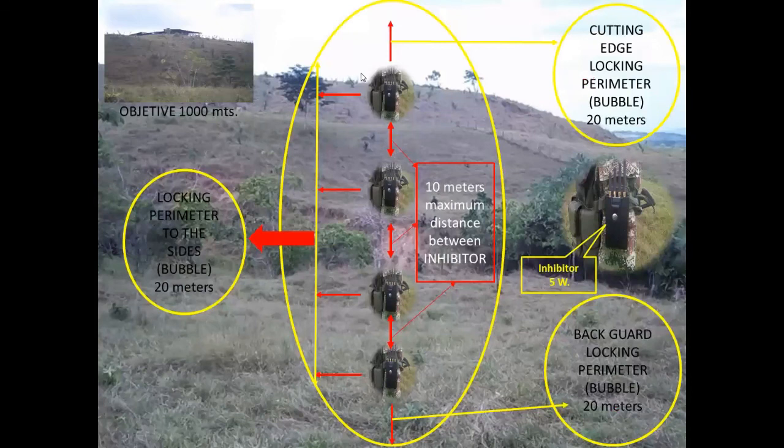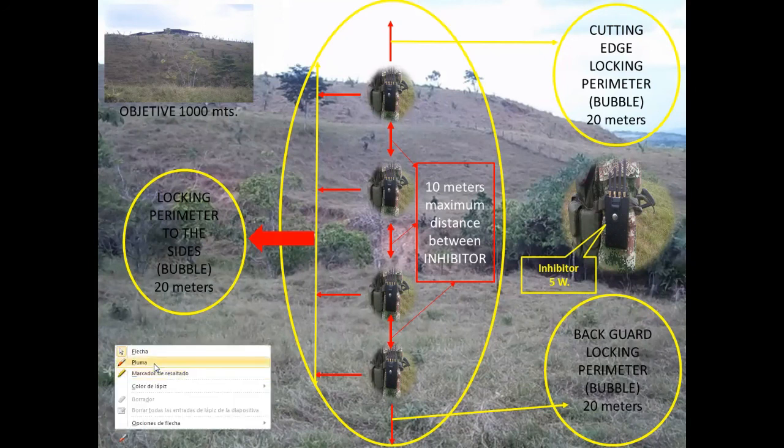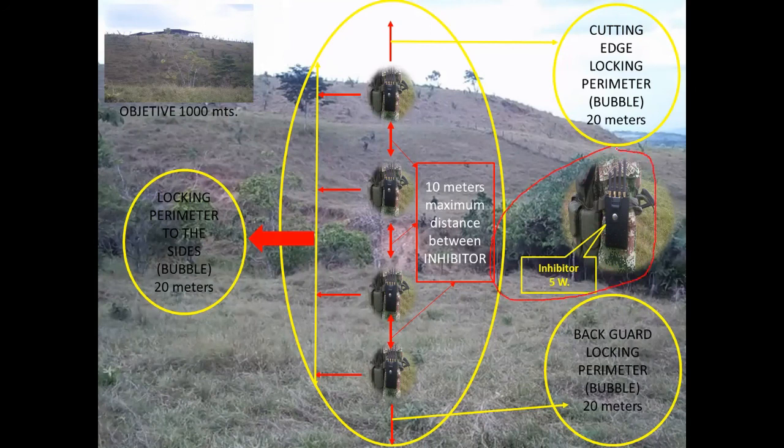In this picture, we can appreciate the way of locking the perimeter to the sides with a bubble of 20 meters, more or less, when we have 4 inhibitors activated around, and in this way we can cover more or less a bubble of 20 meters with this inhibitor of 5 watts. Cutting edge locking perimeter of 15 meters.